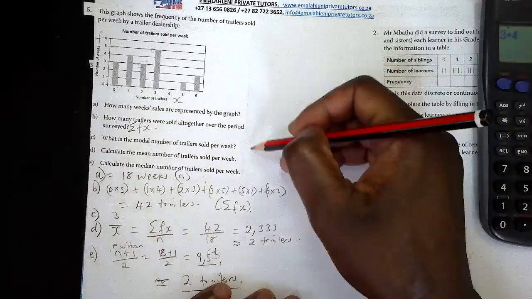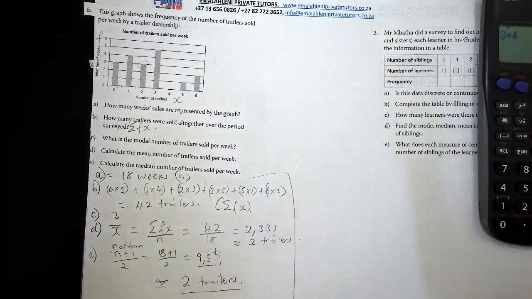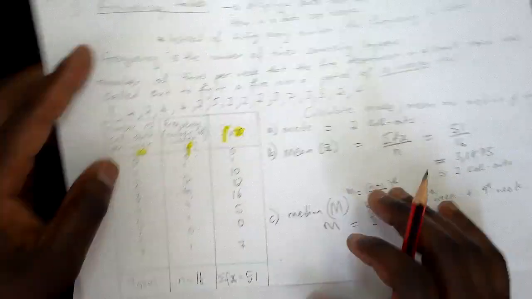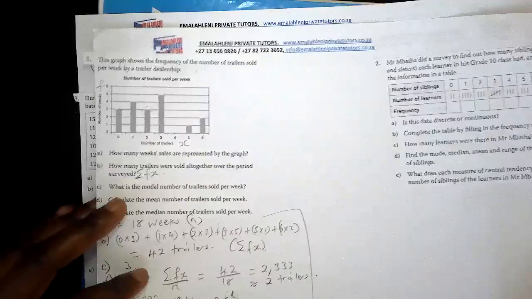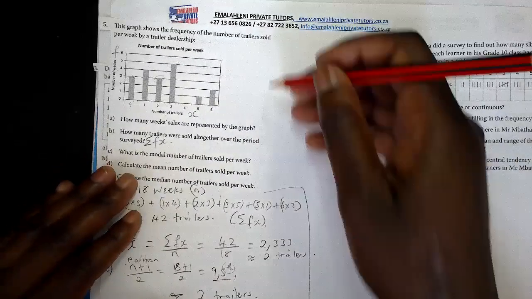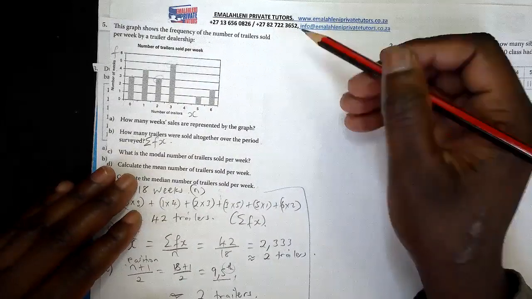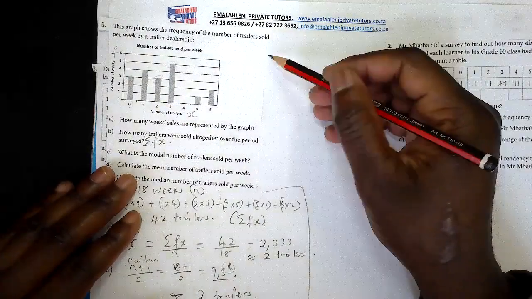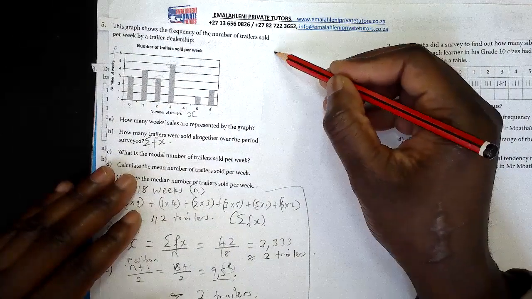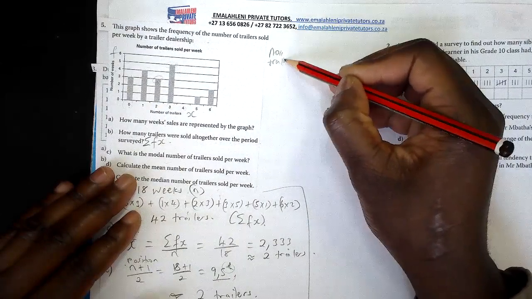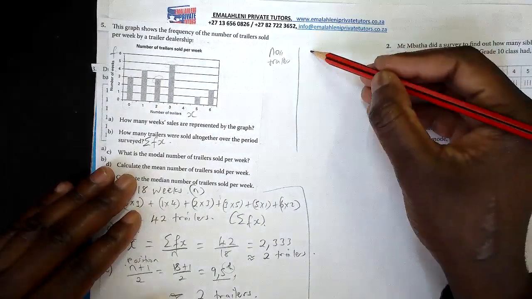Now let's move on to another scenario. A frequency table, remember, you can be given as a table like this, then you have to find out these values, or you can be given it as a graph. As a graph, I just want to help you out here. Let's just draw a table so that you can understand it much better. Let's have number of trailers, then number of weeks.